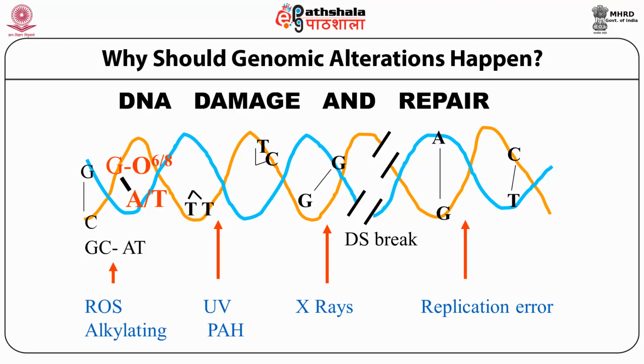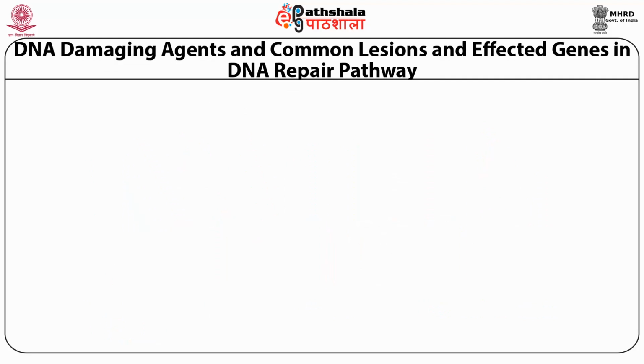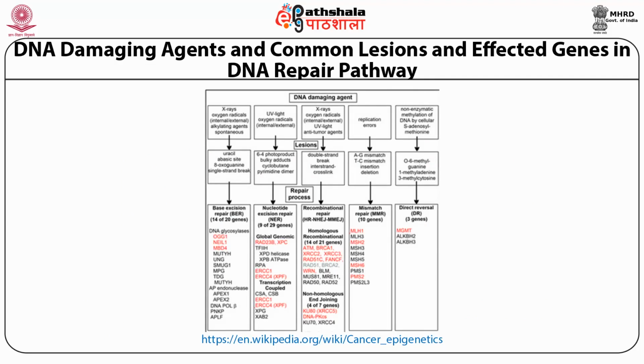However, in the case of cancer, the DNA repair itself is defective, and this defect gets fixed in the daughter progeny, thereby fixing the mutation in the resulting progeny. This slide shows the DNA damaging agents, the common lesions, and the affected DNA repair pathways which are mostly affected in cancer. Also shown here in red are the genes and the pathways which are epigenetically regulated to have reduced or increased expression in various cancers.